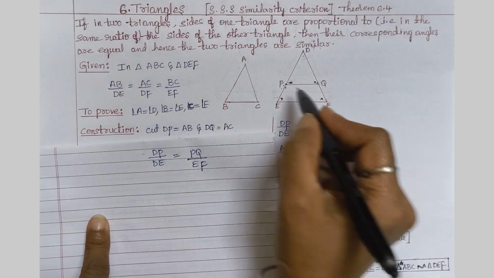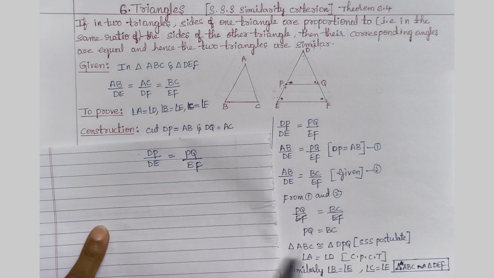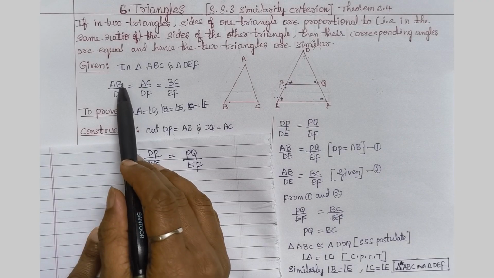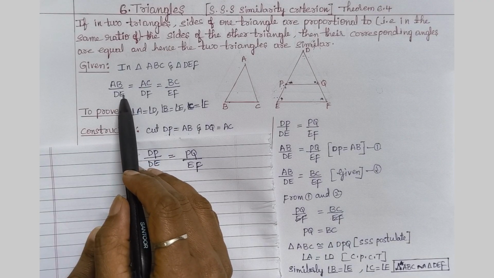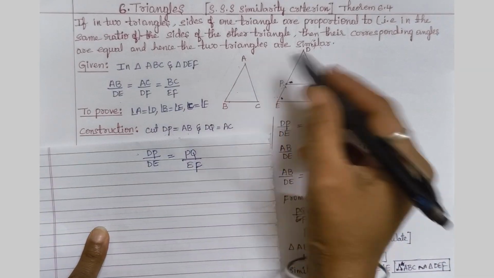So DP by DE equal to, we are taking PQ by EF. Next, one more I will take. What I will take means, see here, AB by DE equal to, AB by DE is equal to, see here, DP plus we can take AB.